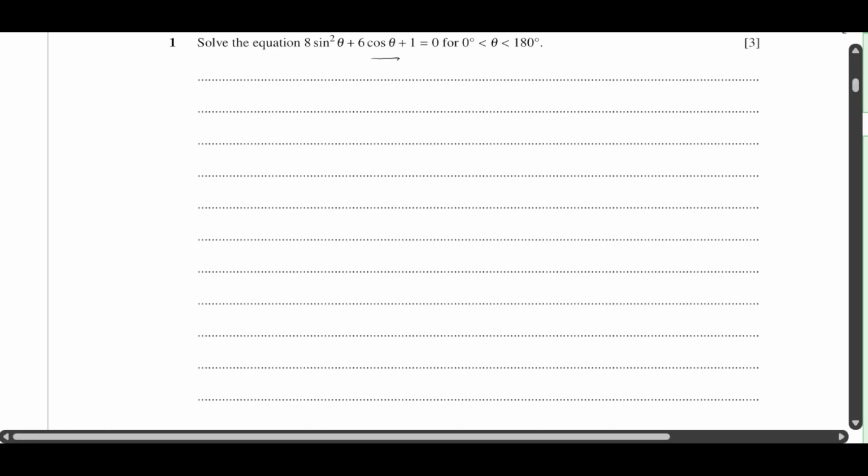Okay, so here we have our first question: 8 sin square theta plus 6 cos theta plus 1 equal to 0, where theta is between 0 and 180 degrees. Here you have to solve. Solve means you have to find the value of theta, right? So what we can do, as you can see, is that here we have sin square as well as cos.